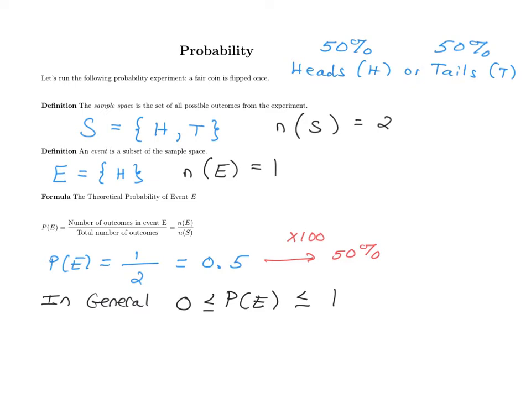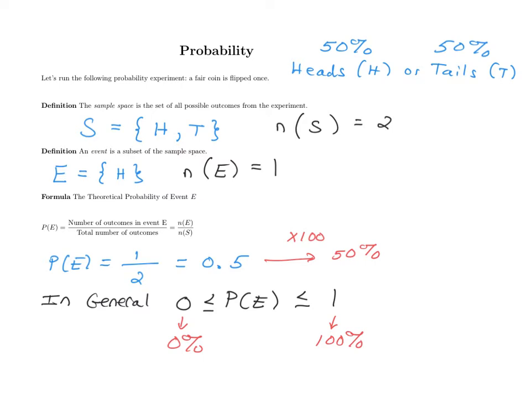And the reason for this is these numbers correspond to 0% and 100%, which makes sense. So when we say probability, we're talking about a number between 0 and 1. You could convert them into a percent later if you wanted to.